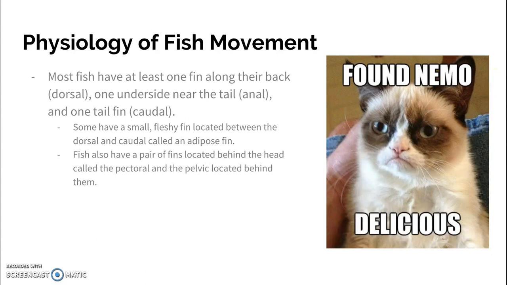So most fish have at least one fin along their back called the dorsal fin, one on the underside near the tail, which is called the anal fin, and then one tail fin, which is called the caudal fin. Some have a small fleshy fin located between the dorsal and the caudal fin called an adipose fin. Fish also have a pair of fins located behind the head called the pectoral, and the pelvic are located behind them.